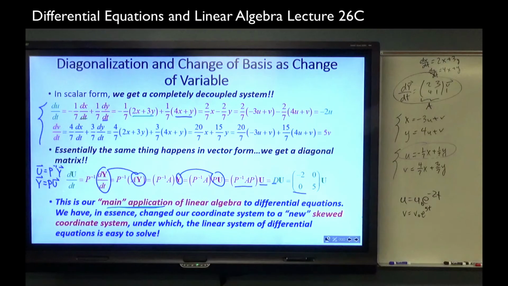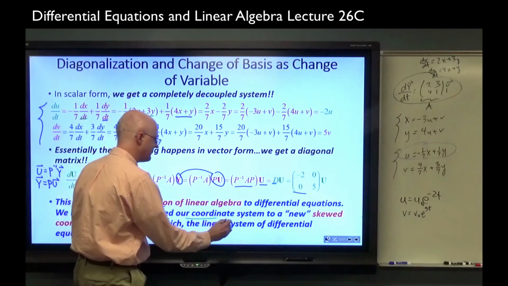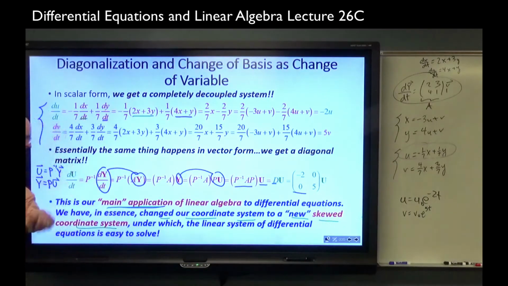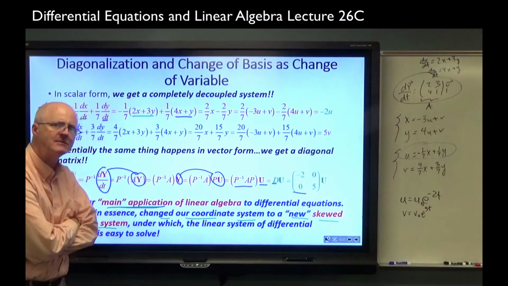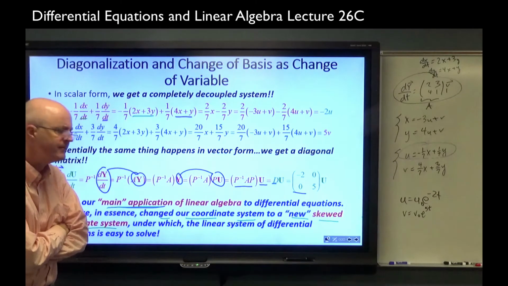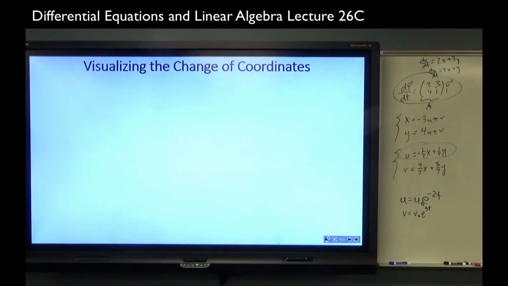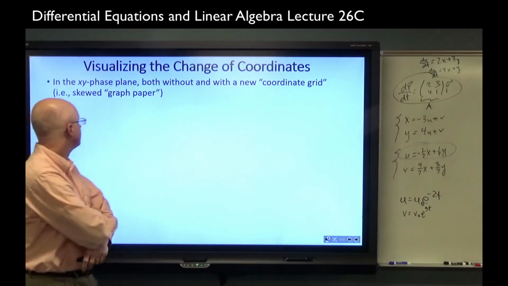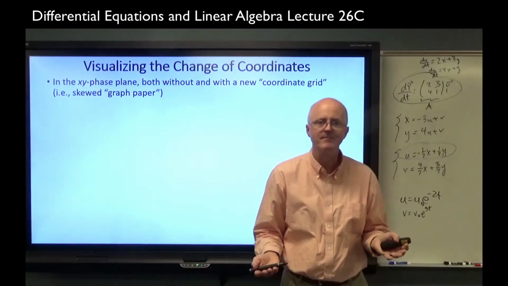And the new coordinate system here is new. Change our coordinate system to new skewed coordinates. You might wonder, what do those skewed coordinates look like? What are the axes for this new UV system? Under which the linear system is easy to solve. Okay, now we're going to visualize it. So I'm going to show you the XY phase plane.